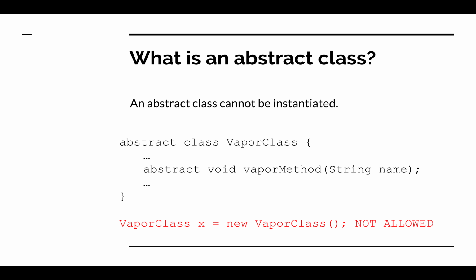Simple enough. An abstract class cannot be instantiated. So if you have a vapor class, and you do vapor class x equal to new vapor class, that's not allowed. The philosophy of why this is not okay is, what if I try to do something like x.vapor method and I pass in some name? I don't know how to do that. No one defined it for me, right? So that's why you just can't create an x with dynamic type of vapor class. But the static type can be vapor class. So abstract classes can be the static type, just not the dynamic type. Cool? This will be a compiler error.